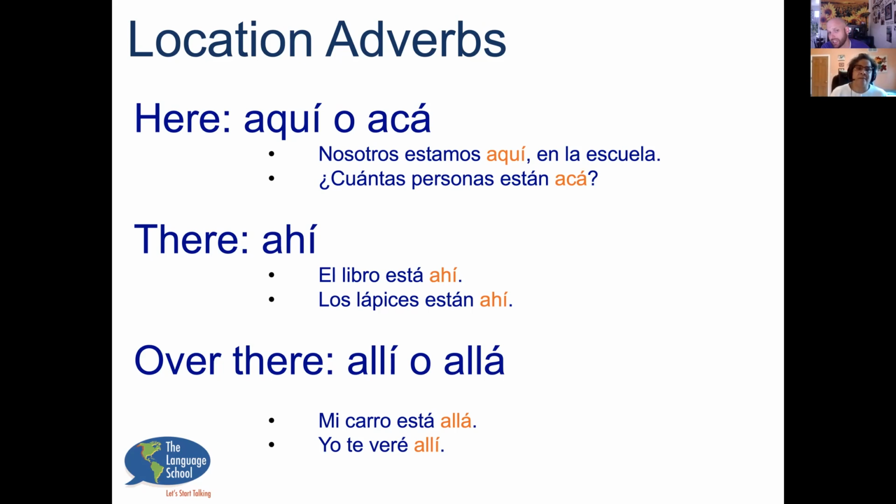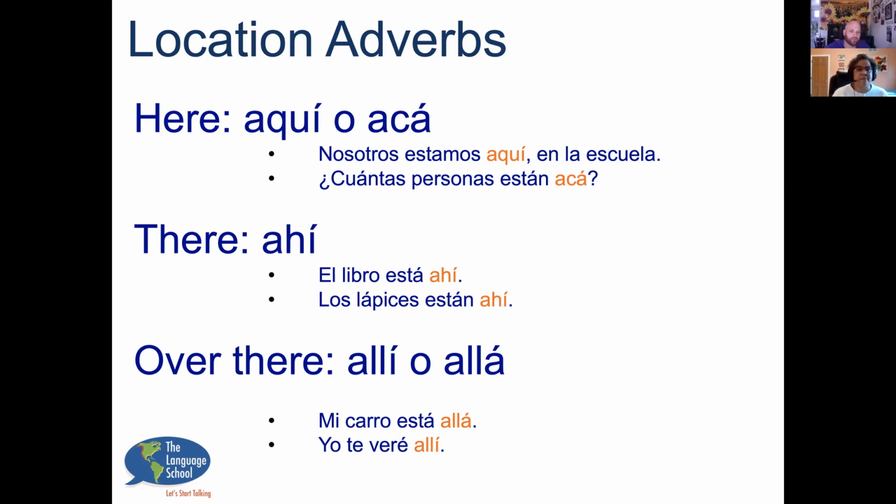Nosotros estamos aquí en la escuela. We are here in the school. ¿Cuántas personas están acá? How many people are here? If you look at these two words in a Spanish dictionary, they'll tell you that there's a tiny difference in how they're supposed to be used. My interpretation, however, tends to be more of a regional thing. Certain cultures tend to use aquí and others tend to use acá. And from my experience, they're pretty much interchangeable.